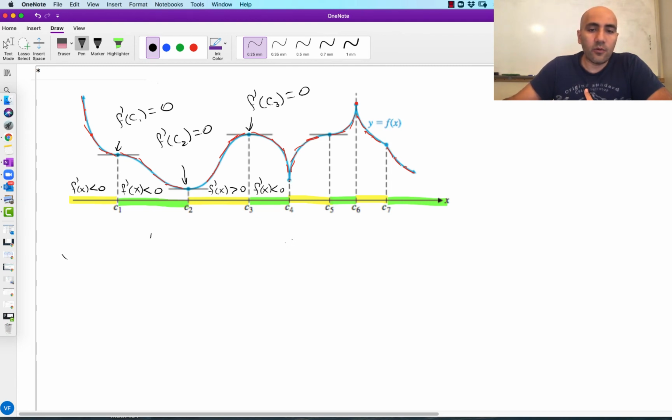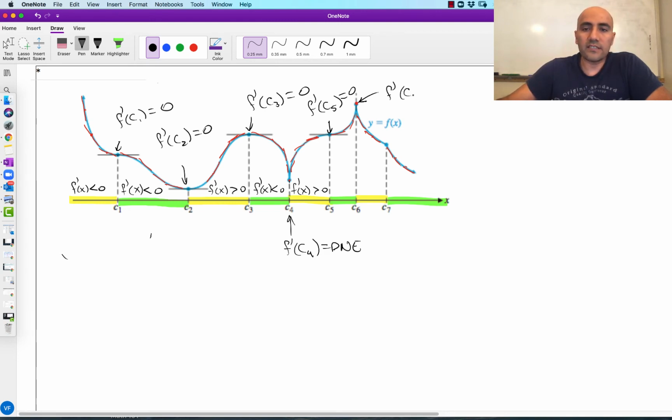And then at this point, we have that f prime of c sub 4 does not exist, undefined. Then the slopes of the derivatives are going to be positive in this interval. So f prime of x is positive in this interval. Then at this point, f prime of c sub 5 is again 0. We have a horizontal line. At this point, again, f prime of c sub 6 does not exist.